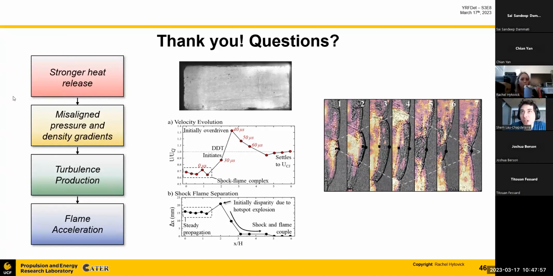Thank you very much for your talk, Rachel. I appreciate the picture on the right side there. It's a nice combination of a Schlieren shadowgraph with the chemiluminescence. That's really nice to see.